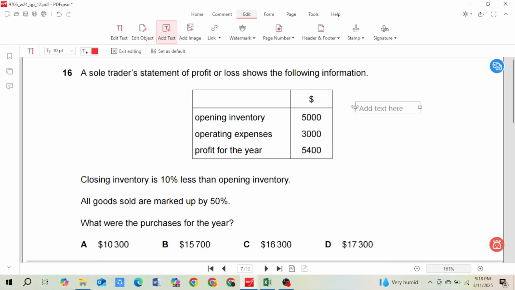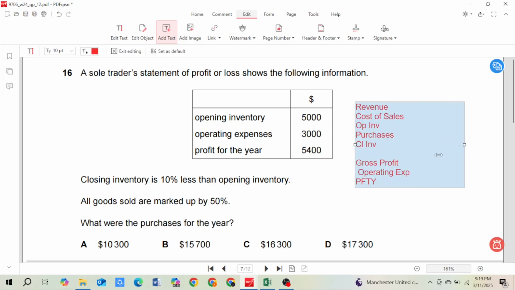Normally we'll start with revenue, and then we have cost of sales. Cost of sales has opening inventory, and then we have purchases, and then we have closing inventory, and then we find out gross profit, and in that we subtract operating expense, and then we have profit for the year. So this is how it looks.